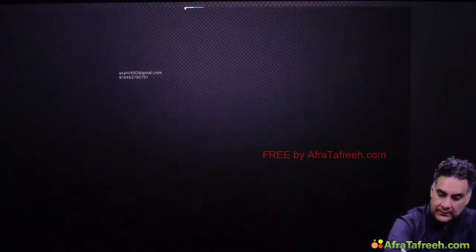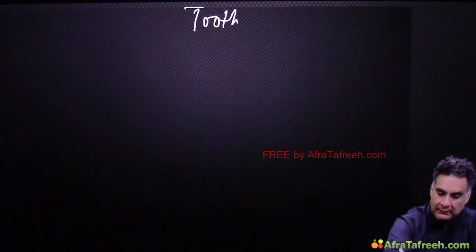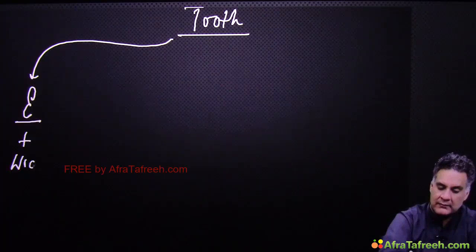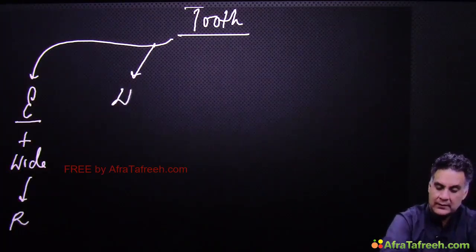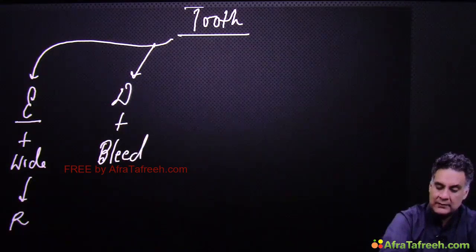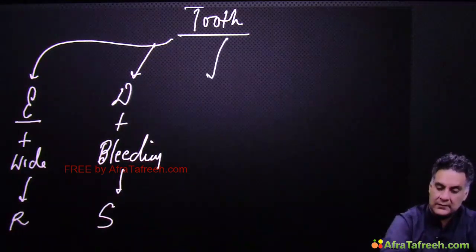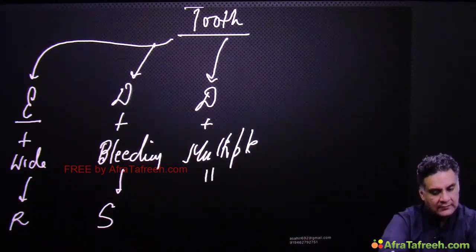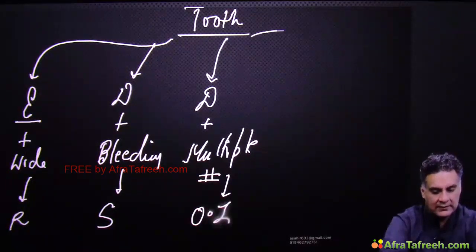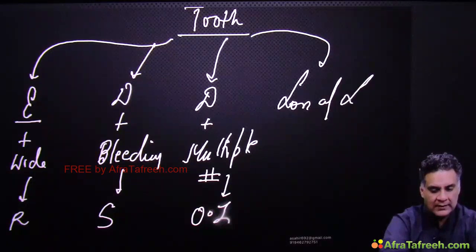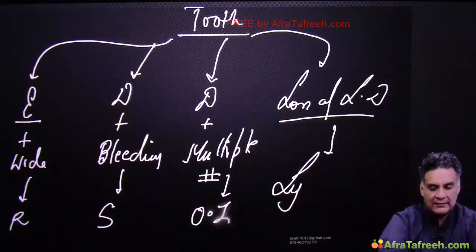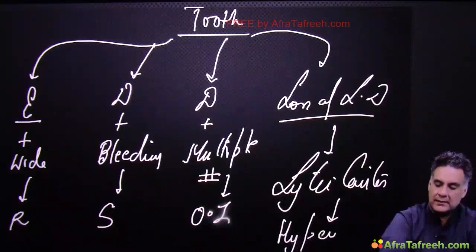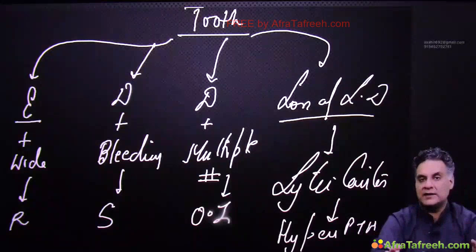So a small tooth can help you diagnose multiple conditions. Enamel defect plus widening: rickets. Dentine defect plus bleeding of gums: scurvy. Dentine defect plus multiple fractures: osteogenesis imperfecta. Loss of lamina dura with lytic cavities: hyperparathyroidism. So a small tooth can help you diagnose 4 diseases.